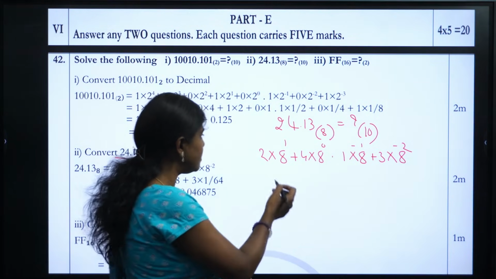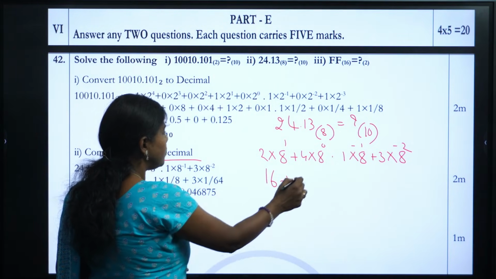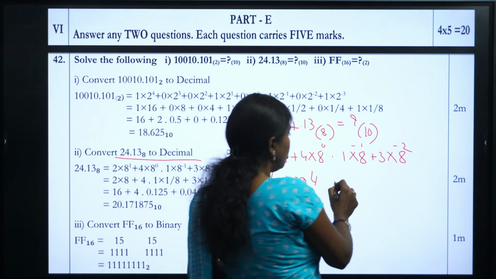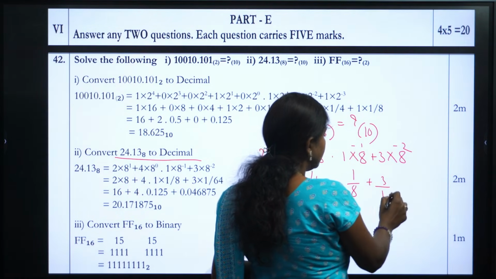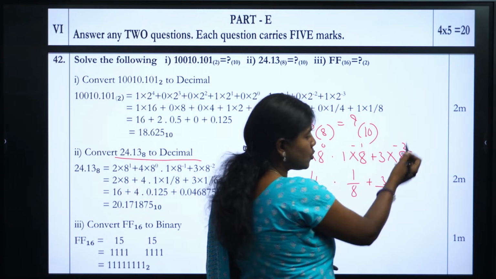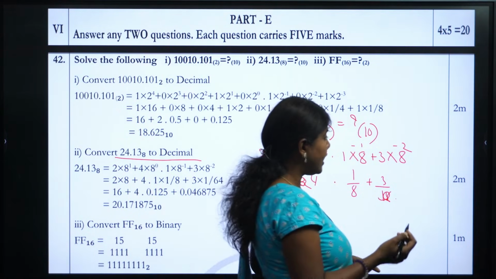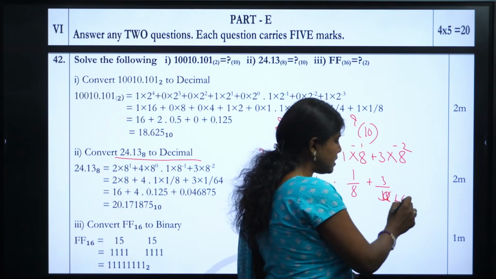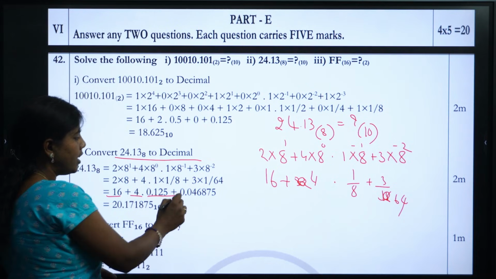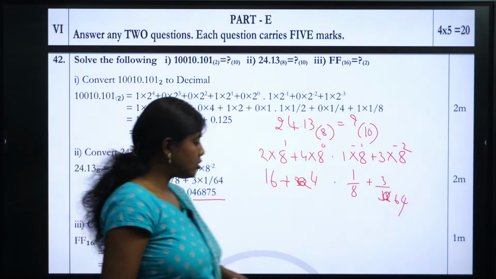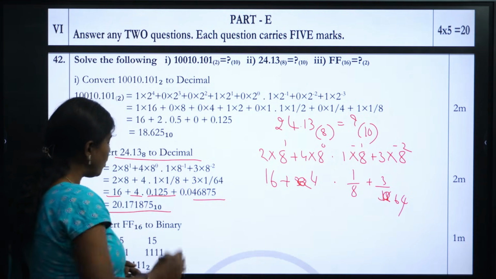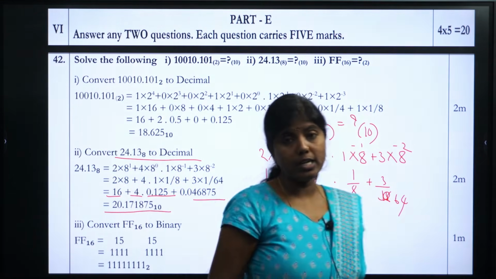Is the point clear? Very simple. It's going to be 16, plus 4, dot, 1 by 8 plus 3 by 64. Okay, so 8 square, 8 into 8, it's not 8 into 2, it's going to be 8 square, it's going to be 64. What is the answer? 16 plus 4, 0.125, 0.046875. Simple calculators are allowed, you can do this calculation here, and 20.171875 is going to be the answer for this.